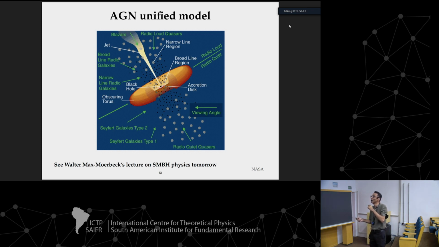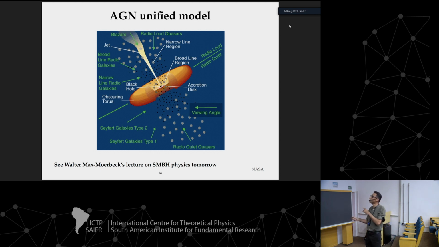But the way we understand this nowadays is that in these galaxies, there is a supermassive black hole in the center. There's a relativistic jet coming out of the black hole. There's an accretion disk. There's a torus of gas and dust. And then there's also gas above and below the torus.